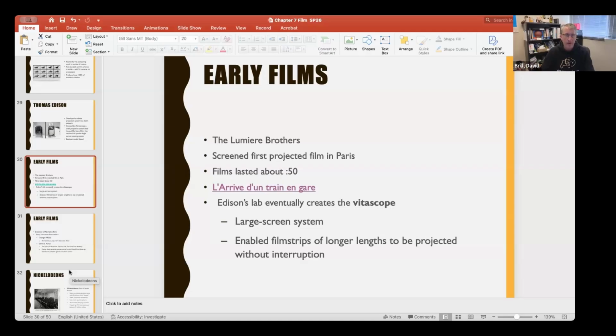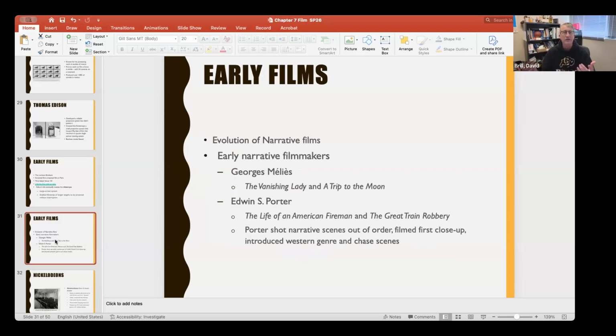Now, Edison's lab eventually created what was called the Vitascope. So Edison, even though his business model was flawed initially, very quickly caught on, and had people around him that understood that this was a much different product. It was going to be a game-changing form of mass communication. They created a large screen system. It enabled film strips of longer length to be projected without interruption. And it led to an evolution of narrative films.